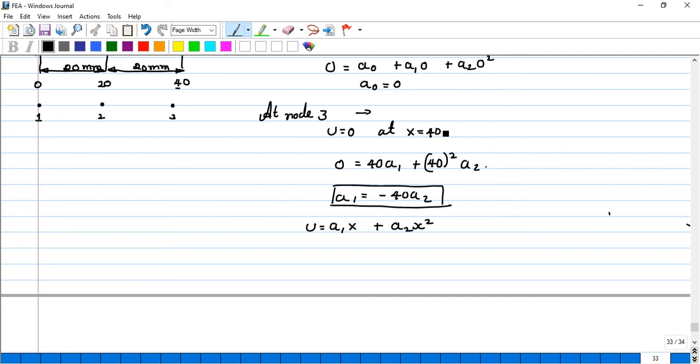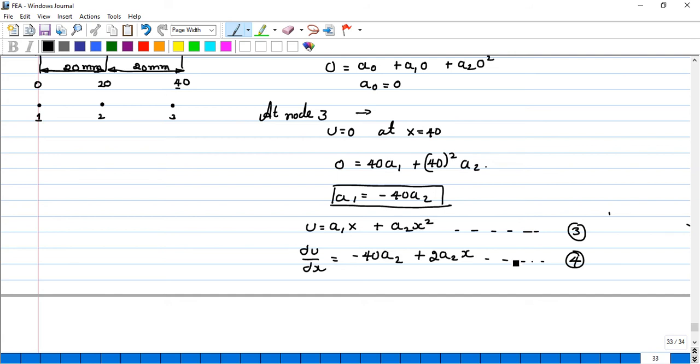When I substitute that, if I substitute a0 equal to 0 in the displacement function, I will be getting u is equal to a1x plus a2x square, and again I will be doing partial differentiation, ∂u/∂x, to this equation. Then I will obtain that as minus 40 a2 plus 2 a2x. I will consider this equation as 3 and this equation as 4.